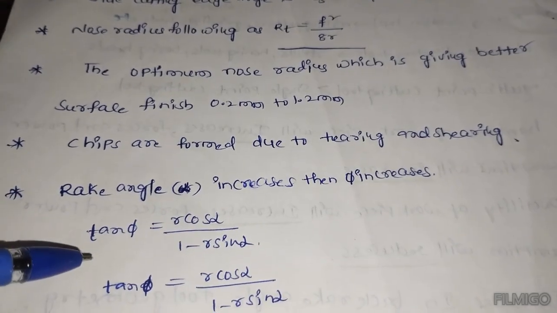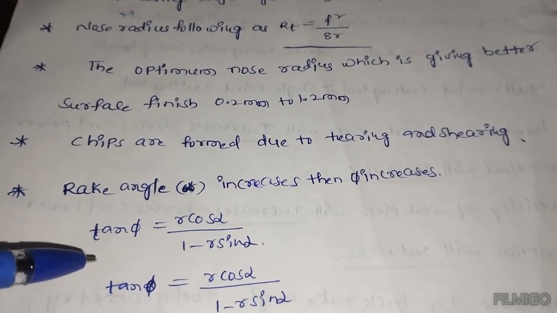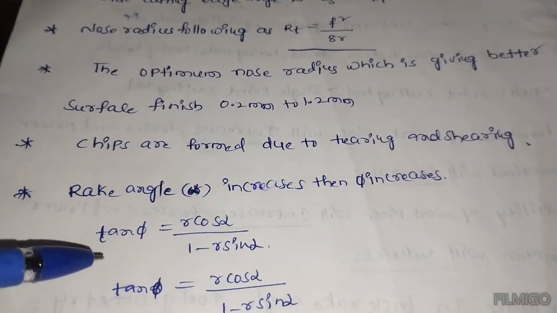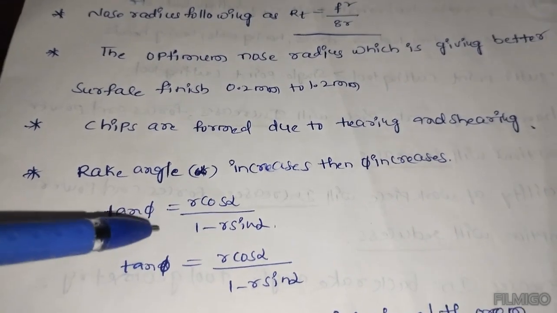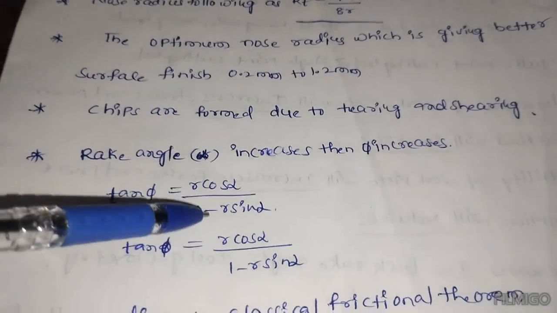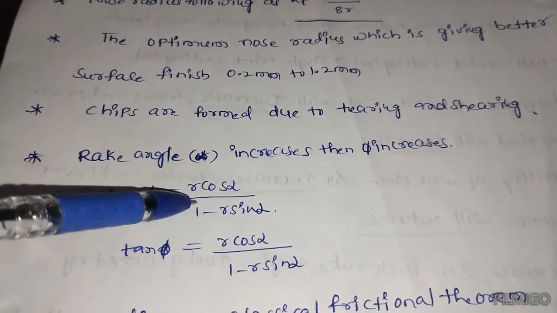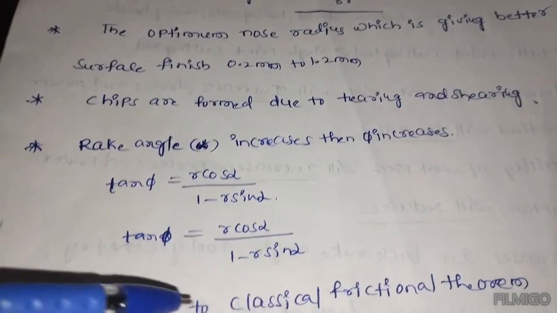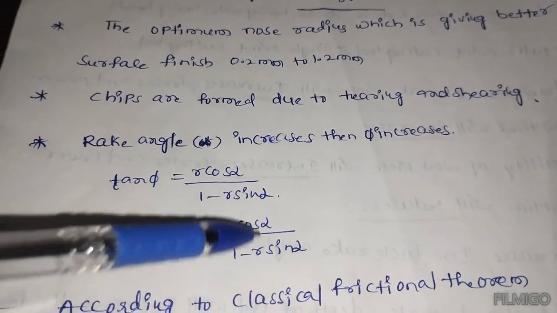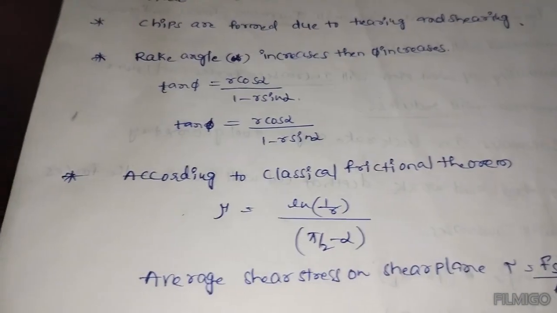As the rake angle increases, the shear angle phi increases. So tan phi is equal to r cos alpha by 1 minus r sin alpha.